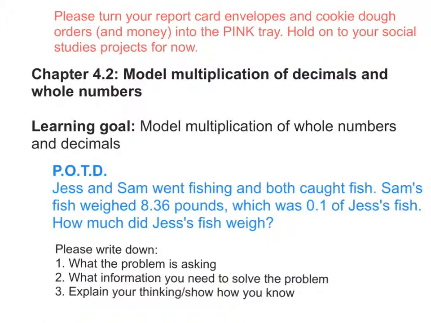It says, Jess and Sam went fishing, and they both caught fish. Ooh, they were lucky. Sam's fish weighed 8 3/36 pounds, which also happened to be 1/10 of the weight of Jess's fish. How much did Jess's fish weigh? Okay, I see words, I see a math problem. What's the first thing we need to do, Thomas?